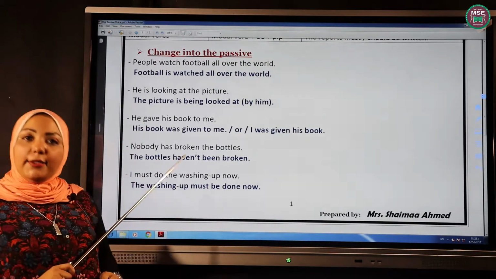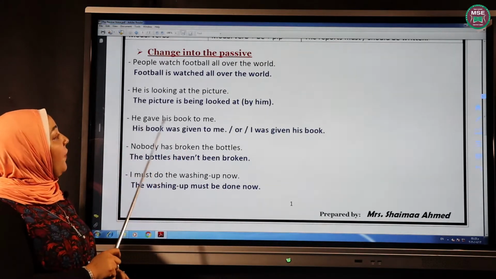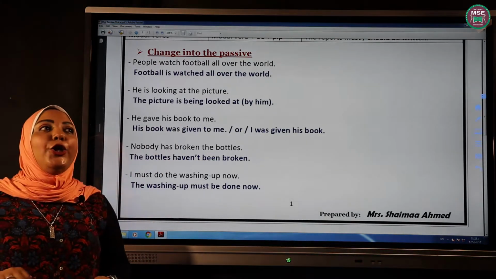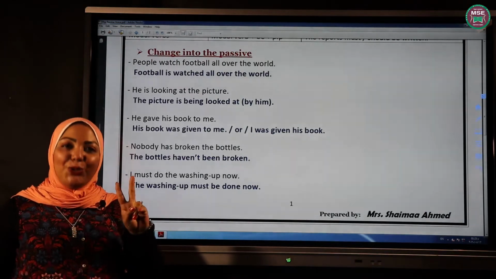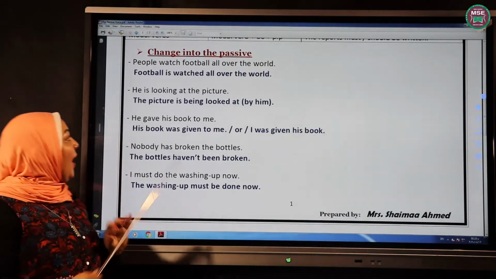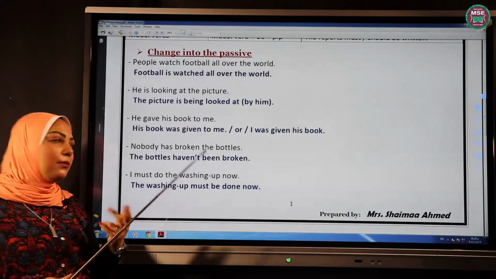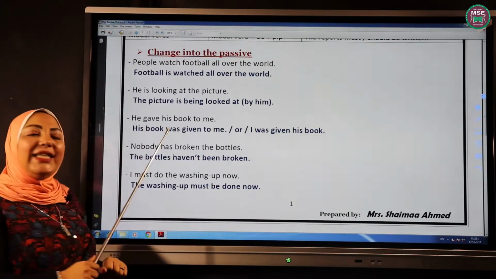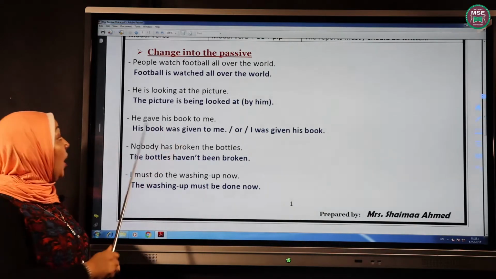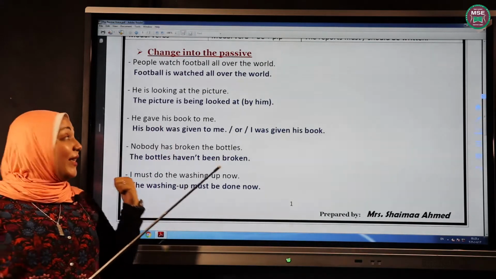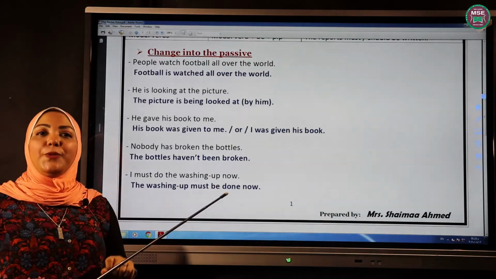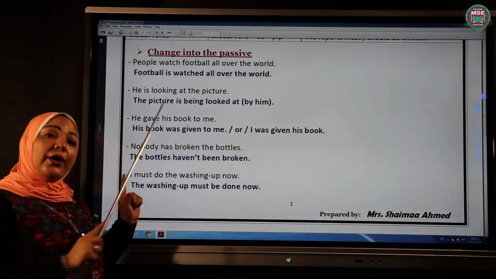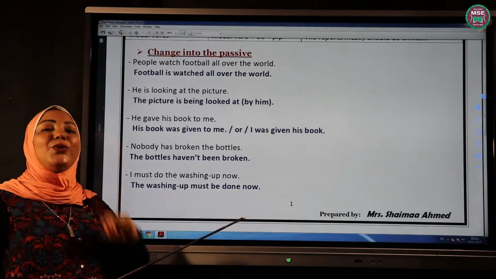Then, example 3. He gave his book to me. If you look carefully at this sentence, you will figure out that it contains 2 objects, not only one. He gave what? His book. So this is object number 1. Who did he give the book to? He gave the book to me. So this sentence contains 2 objects. So now let's try to change it into the passive voice with the 2 objects.